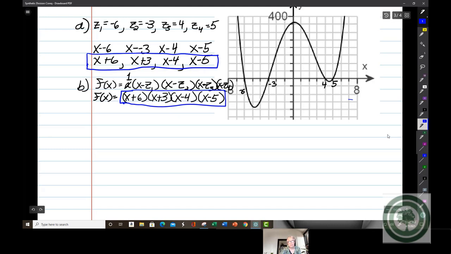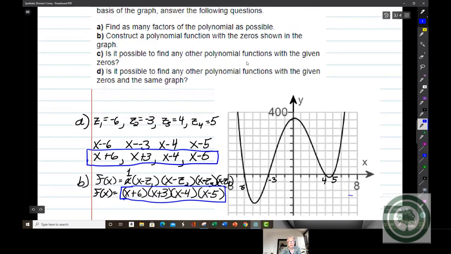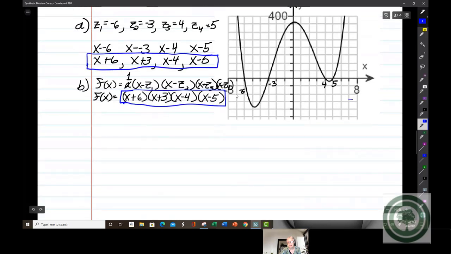Then they ask you 2 questions which you probably can't possibly know if your teacher doesn't tell you. And here it is. Is it possible to find any other polynomial functions with the given zeros? Negative 6, negative 3, 4, and 5. The answer is yes. You can find an infinite number.